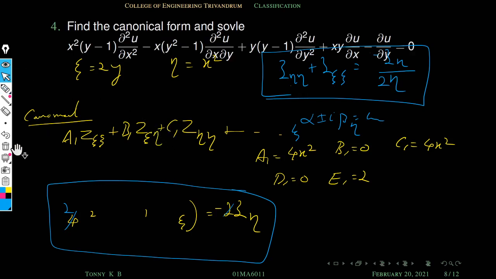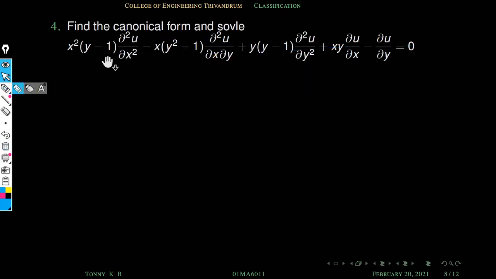Okay. So one more problem. When the canonical form and solve, this is a complicated PDE. I think it is almost impossible to solve with direct methods. So we are going to find the canonical form. So here this is our A1, B1 is minus x y square minus 1 and C1 is y into y minus 1 similarly. Then we can find b square minus 4ac.